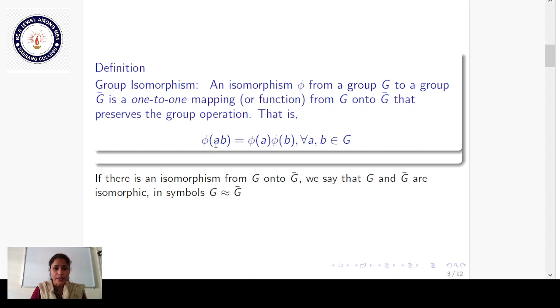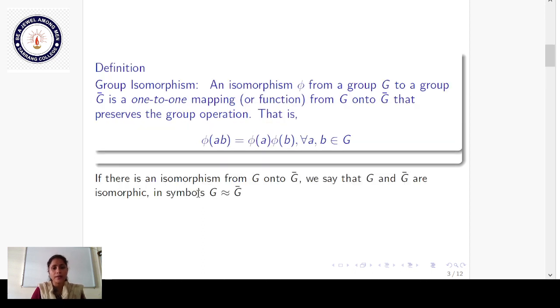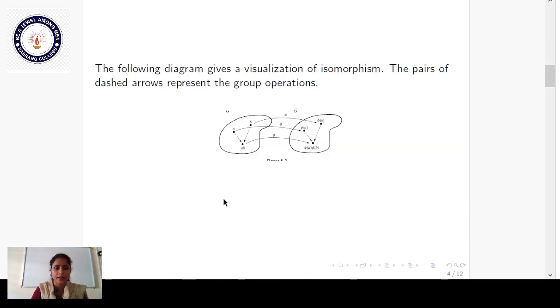As we already know, the group operation between A and B is from the group G, and the group operation between phi(A) and phi(B) is from the group G bar. If there is an isomorphism from G to G bar, then G and G bar are called isomorphic, and in symbols we write G is equivalent to G bar. As the term suggests, isomorphism is about same form. So whenever there is an isomorphism between two groups G and G bar, we will algebraically consider these two groups as equivalent or similar.